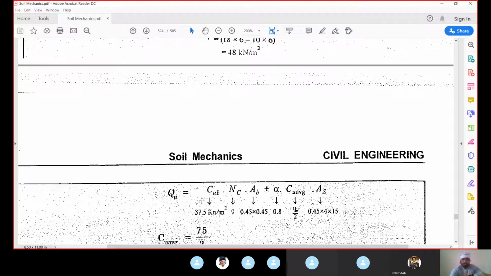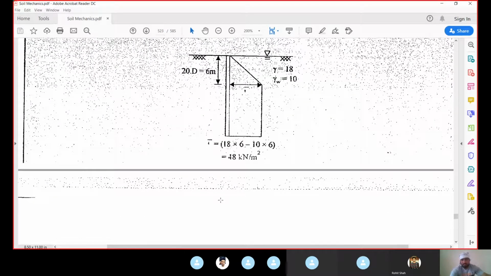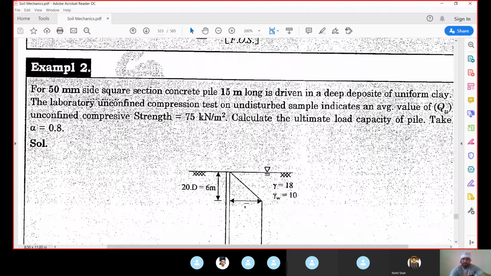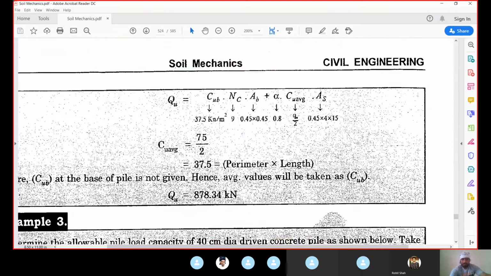Now how will you calculate this CUB? This is the undrained cohesion, from the unconfined compressive strength. CU is equal to QU by 2. We read this formula in our Geotechnical Engineering 1 soil mechanics, where we did the unconfined compressive strength test for a clay soil sample, and the undrained cohesion can be computed using CU equal to QU by 2. So here we have 75, so we divide 75 by 2 to get this CU average, right?